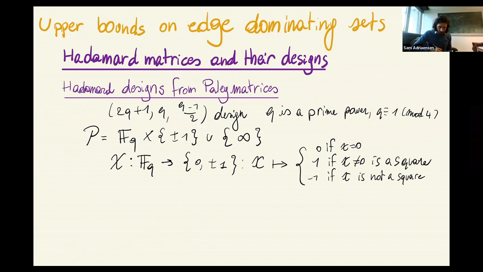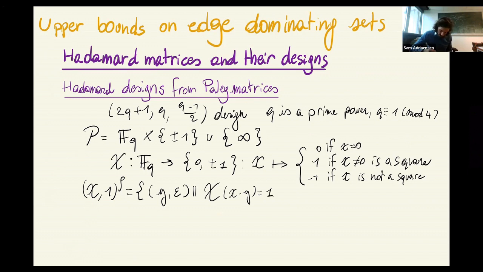Okay, so then we get a polarity in our Hadamard design, and it will map the point of the form (x,1) to the block consisting of the points (y,ε) such that the quadratic character of x minus y is equal to 1. So x minus y is a square. Plus it also contains itself.